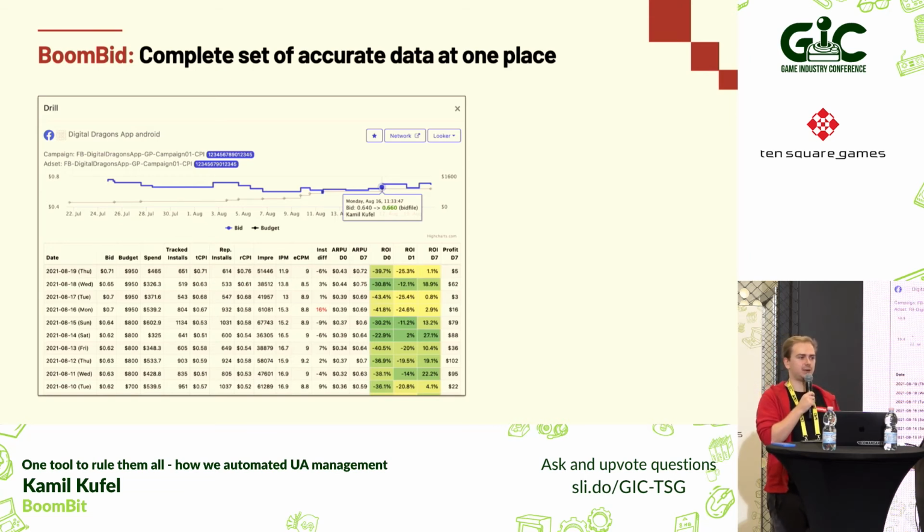search for the same campaign to check the current settings in the network dashboard. And of course, there are some links to the more sophisticated reports in Looker, where more granular data can be checked.